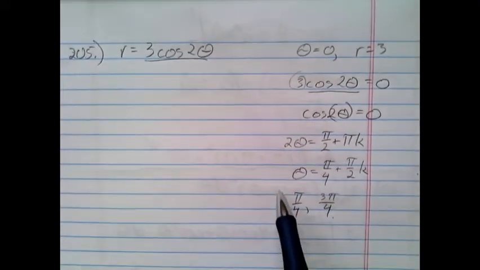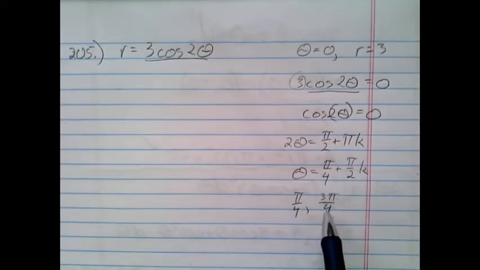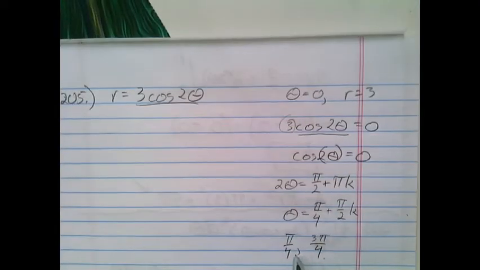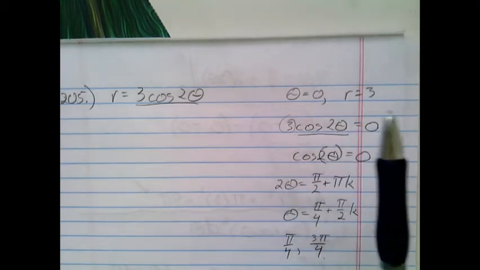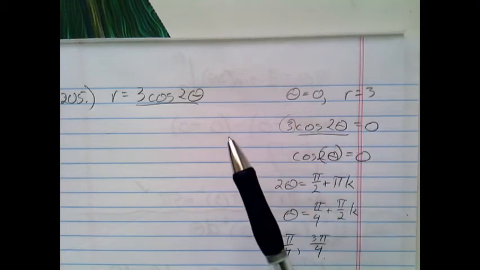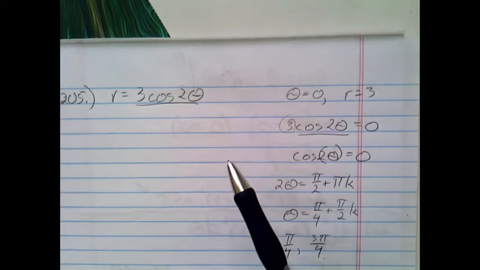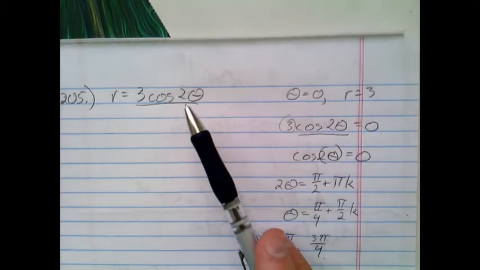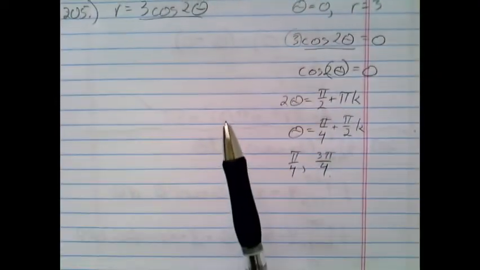So 2 theta would go from pi over 2 to 3 pi over 2. Oh, so that means I'm going to be sweeping through quadrants 2 and 3. Oh, no. Cosine's negative over there. That will not do. Okay, so I've got to back it up.